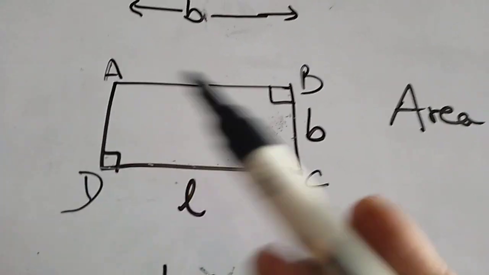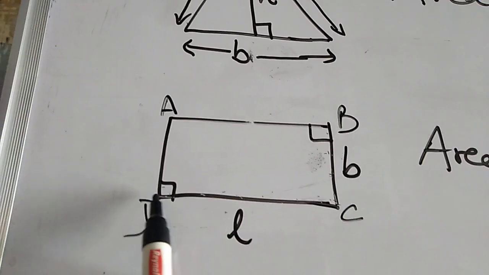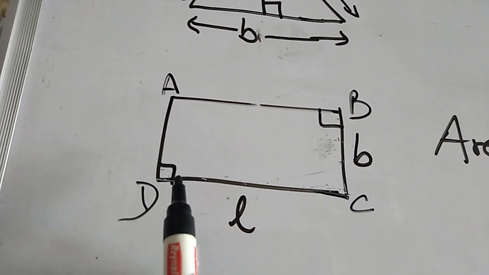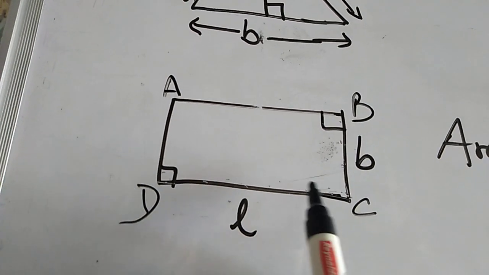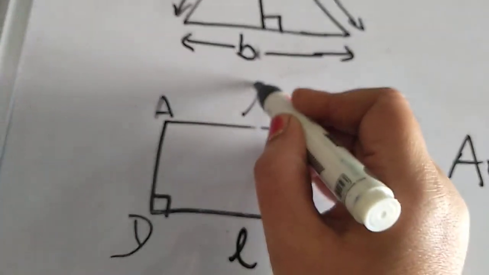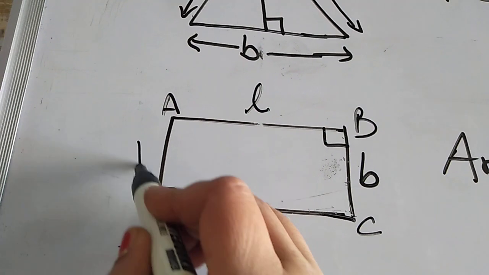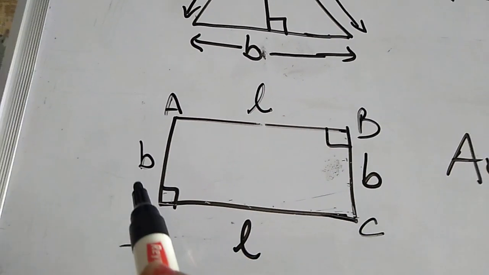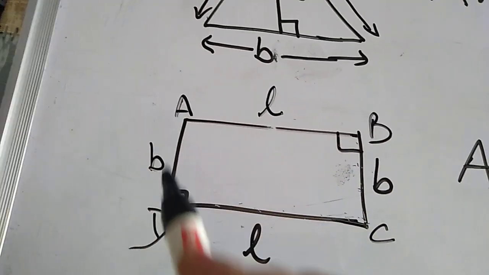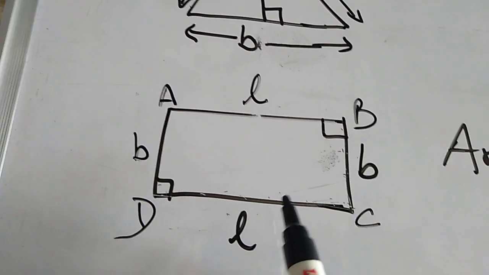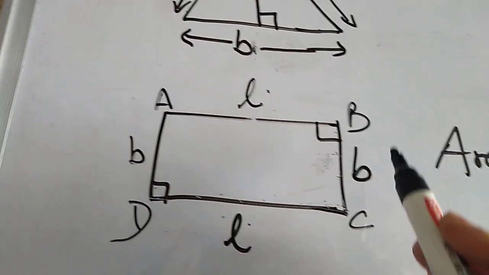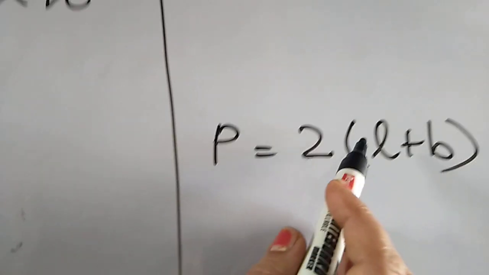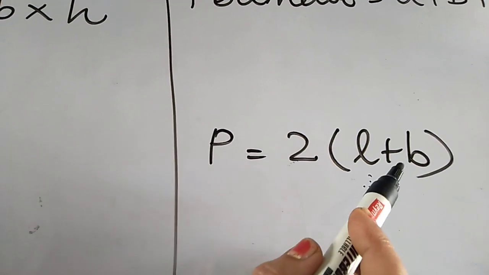And perimeter is the boundary. If you take rounds of this rectangular field, say 5 rounds, or first let us take 1 round of this. How much distance will you cover? You know that this is L, so this is also L. This is B, so this is also B. So you will cover L plus B plus L plus B, or you need to put a fence around it. So what is the length of the fence needed? It will be 2 times length plus 2 times breadth. So the perimeter of a rectangle is 2 times (length plus breadth).